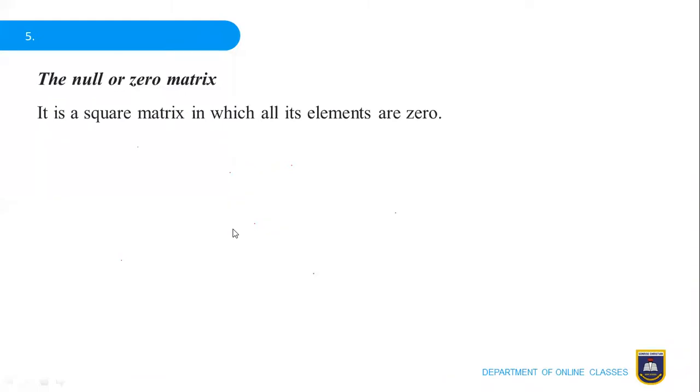We go to the next one, the null or the zero matrix. It is a square matrix in which all its elements are 0. Now, this means that all the members in this matrix are all 0. It must also be a square matrix, which means the number of rows must be equal to the number of columns. Then we say it is a square matrix.